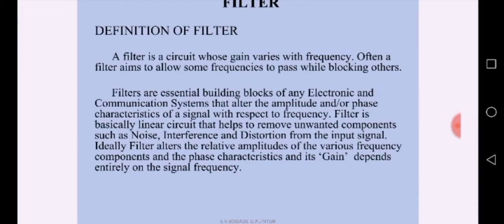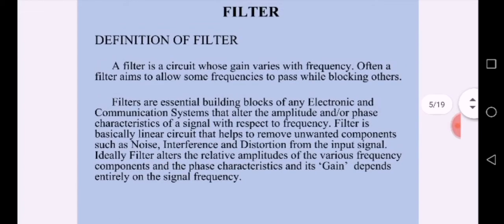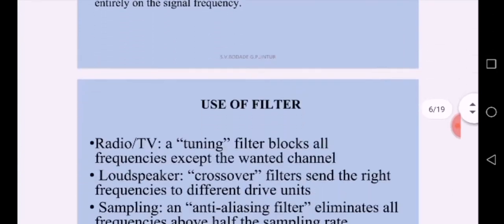A filter is basically a linear circuit that helps to remove unwanted components such as noise, interference, and distortions from the input signal. Ideally, a filter alters the relative amplitudes of the various frequency components and the phase characteristics, and its gain depends entirely on the signal frequency.